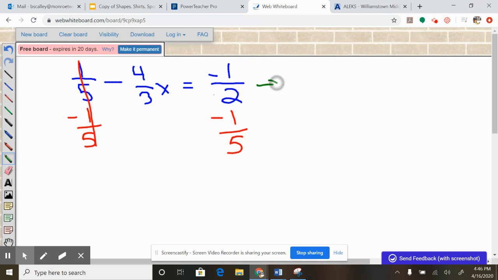So what I can do is get common denominators, which for the 2 and the 5, common denominator would be a 10. And so I'd have to do 2 times 5 to get 10. So I can do negative 1 times 5 to get negative 5. And on the bottom fraction, 5 times 2 would give me 10. So if I did 5 times 2 to get 10, I should do negative 1 times 2 to get negative 2.